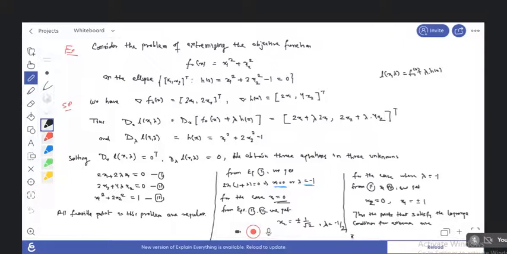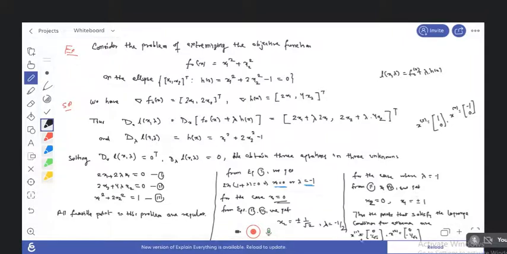So the points are basically 4 points. First, when x1 is 0, x2 is 1 by root 2, and second, when x1 is 0, x2 is minus 1 by root 2. This is x1 and this is x2. So this is the first solution, this is the second solution. The third point is x1 is 1 and x2 is 0. The fourth solution is x1 equals minus 1 and x2 is 0. There are basically 4 points.